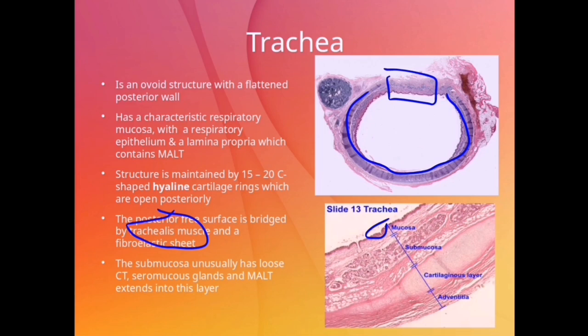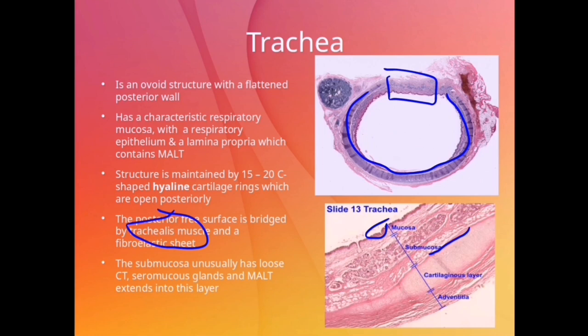Then from the submucosa we have a cartilage layer. Remember these C-shaped cartilage rings, we have a cartilage layer there, and remember we said that it is covered by a perichondrium. This eosinophilic layer is the perichondrium, and then this is our cartilage with chondrocytes in lacunae. If you look closely you can see.